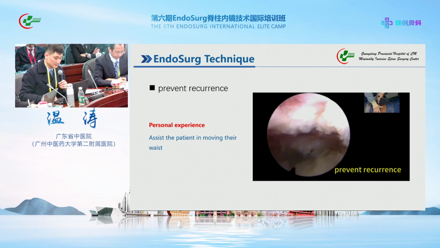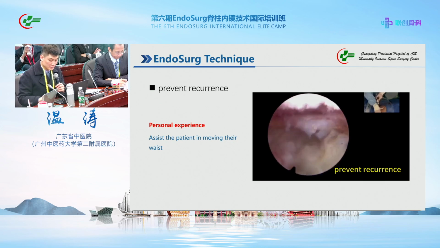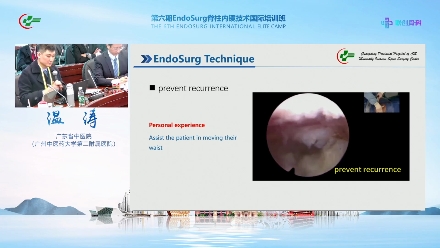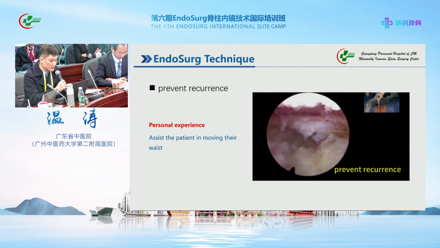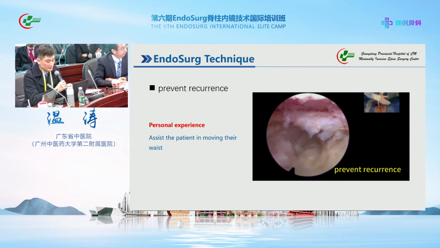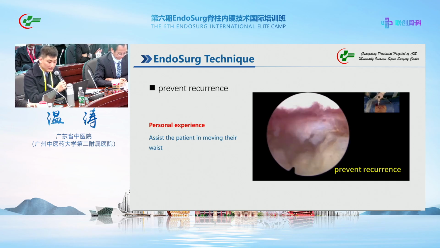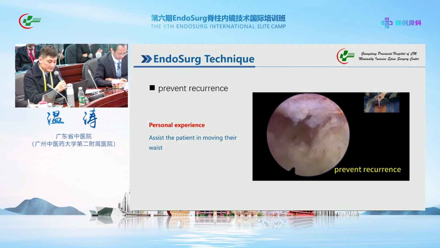After the surgery, we will check the patient, like assisting the patient to twist their waist, to find out whether some nucleus pulposus is squeezed out from the intervertebral disc. To do this, we will reduce the possibility of recurrence a short time after surgery.